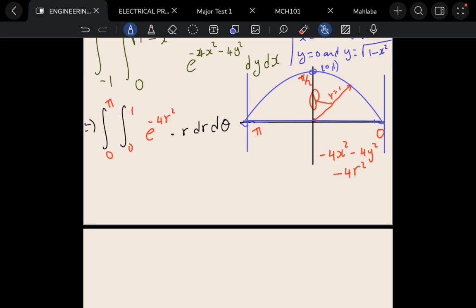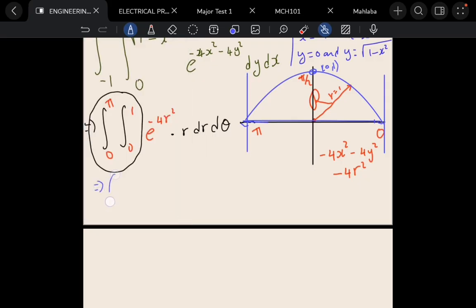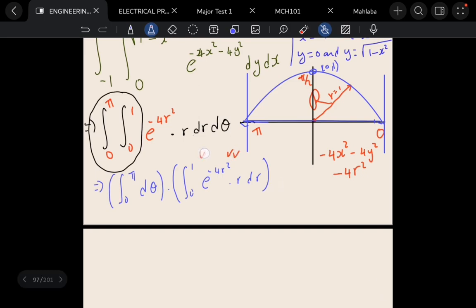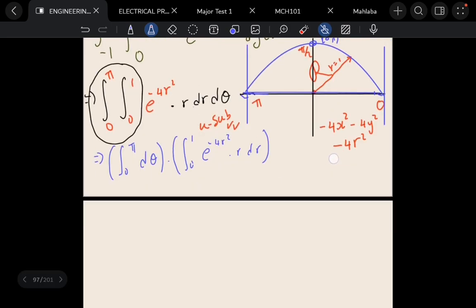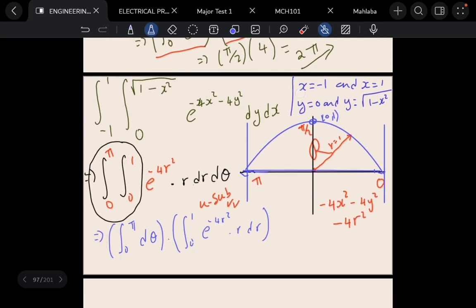Very, very simple. Again, because these integrals only have constants as boundaries, you can integrate them independently. So it's from 0 to pi d theta, times from 0 to 1 of e to the power negative 4r squared times r dr. And then to solve this, you are going to use the u substitution to complete this problem.